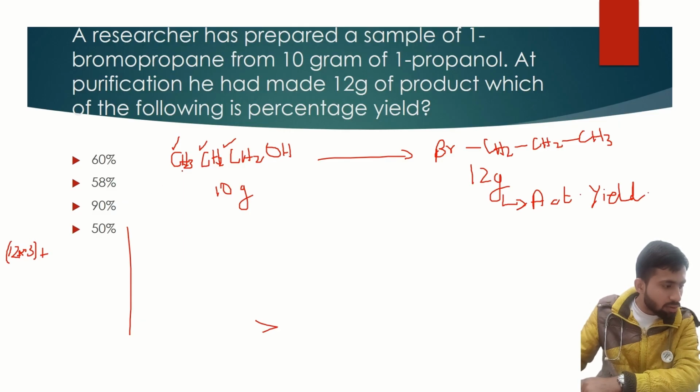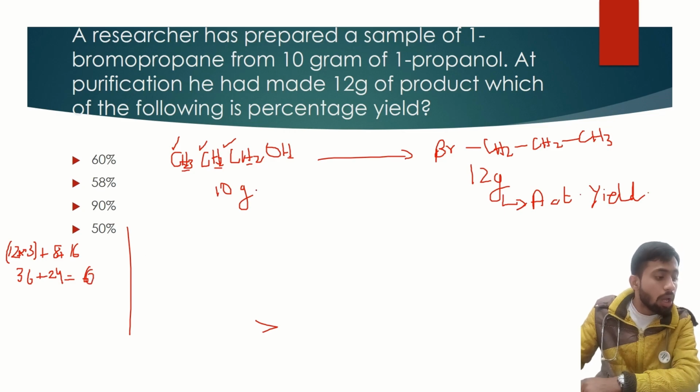Plus, how many hydrogen? 3, 2, 5, 6, 7, 8. Plus how many oxygen? 1, 16. 12 threes are 36. 8 plus 16, 24. What's the molar mass? It's about 60 grams per mole.